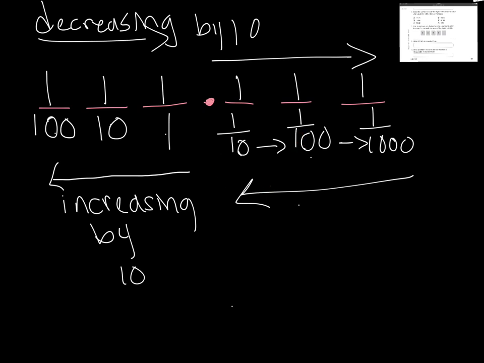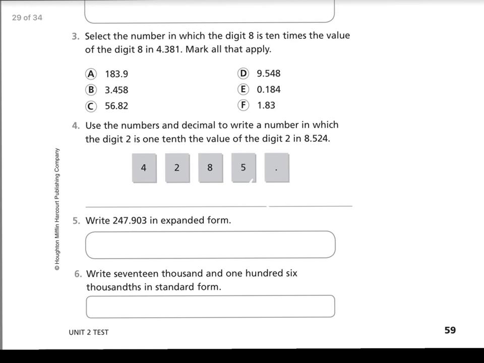But each time you go from one place value to the next, it's changing by 10, or changing by a multiple of 10. So let's go back to that question. The question is asking you which of these numbers is the number 8 10 times what it's worth here. So we just learned that numbers increase in value when you go from right to left. So now you can just look for numbers that have the 8 in the correct place value.